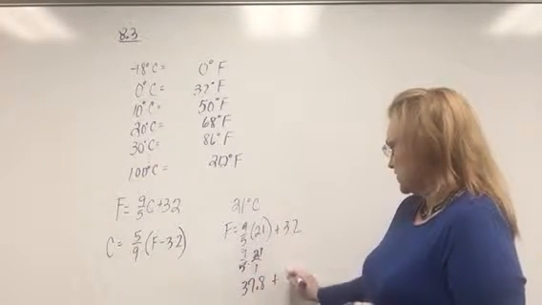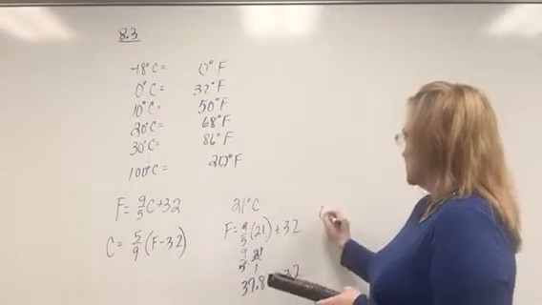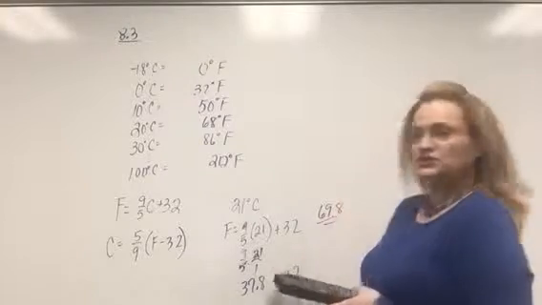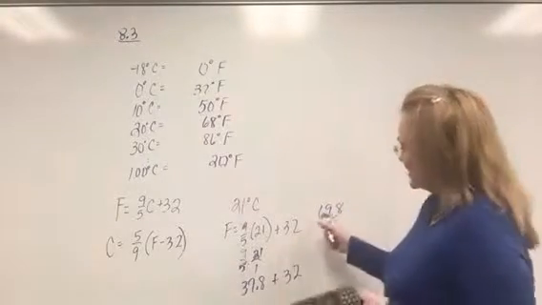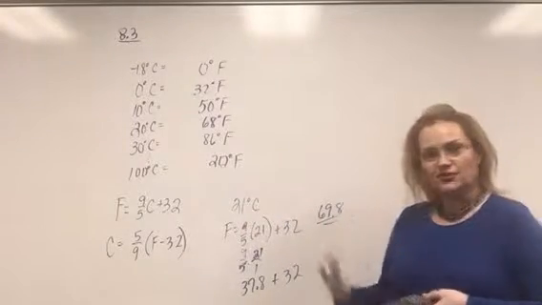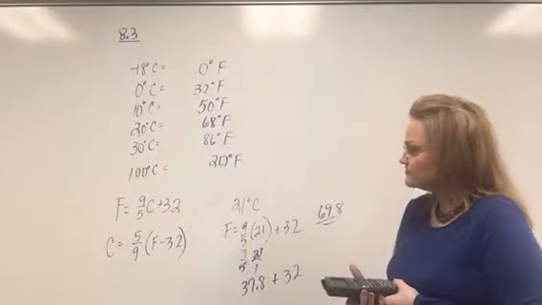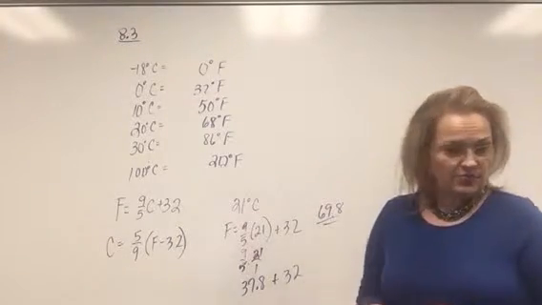And then I still have to add 32, so plus 32 equals 69.8. That's almost that perfect temperature in your house, right? The 70 degrees. It's right at it. So 21 degrees Celsius is what a lot of people consider to be a comfortable temperature in your house. All right, let's do a couple more of those.